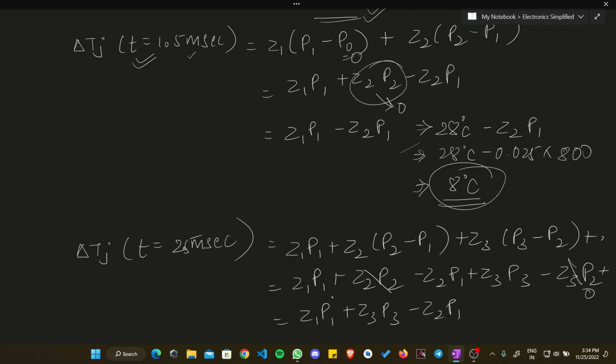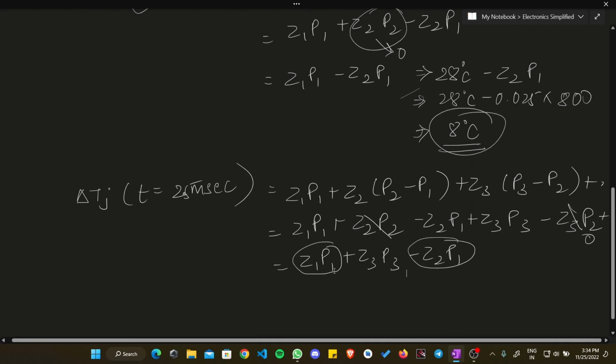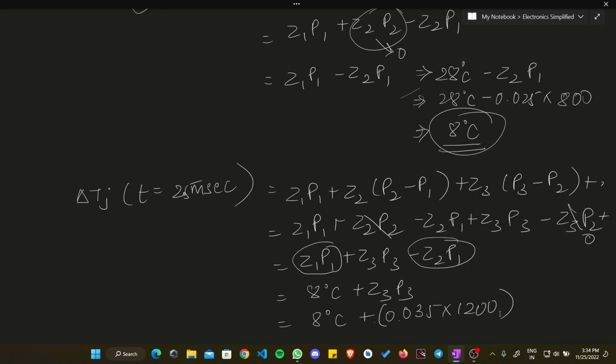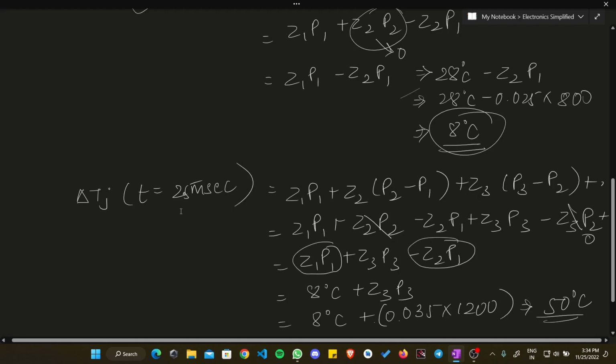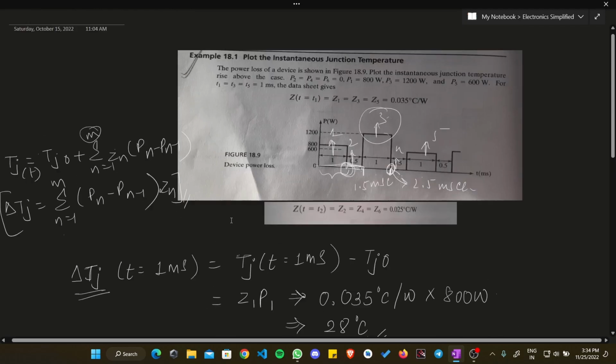Now we have already solved this: z1 p1 minus z2 p1 is equal to 8 degrees Celsius. So I can directly write it as 8 degrees Celsius plus z3 p3. If you put the value of z3 and p3, it is 0.035 multiplied by 1200, the value of p3, and if you solve this, you will get 50 degrees Celsius. That is the delta Tj at t equal to 2.5 millisecond. I hope it is clear till this point.